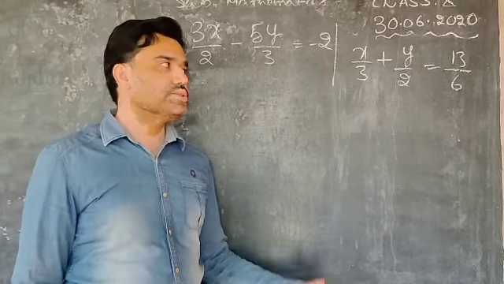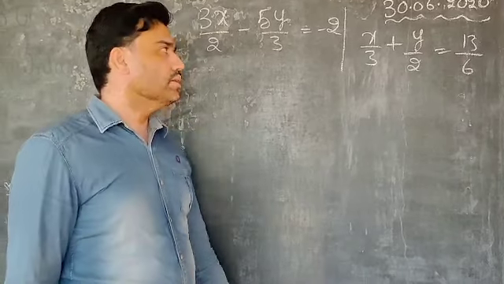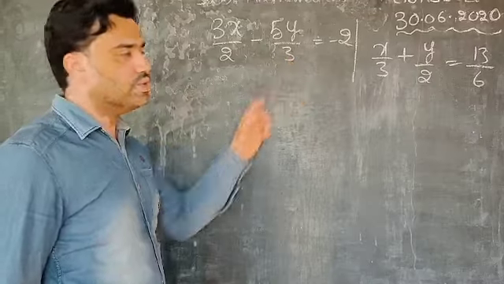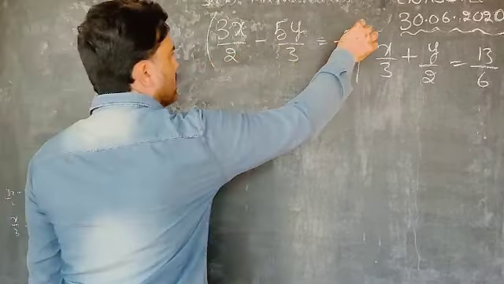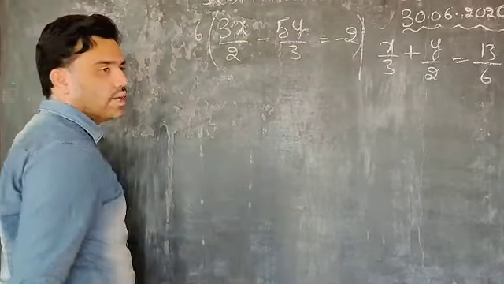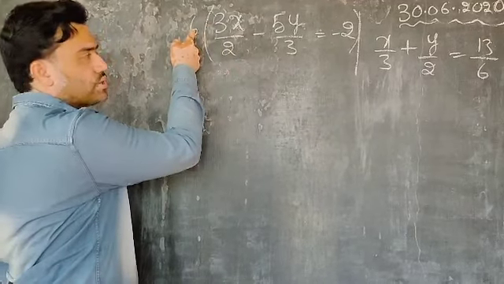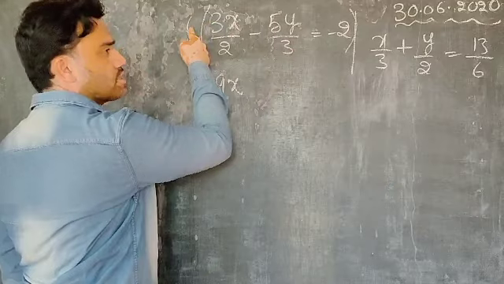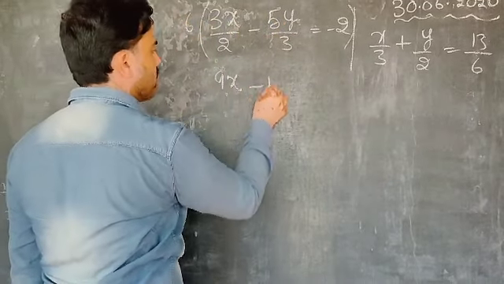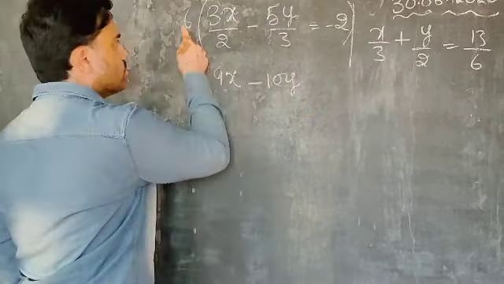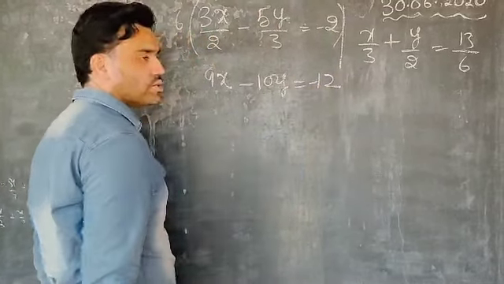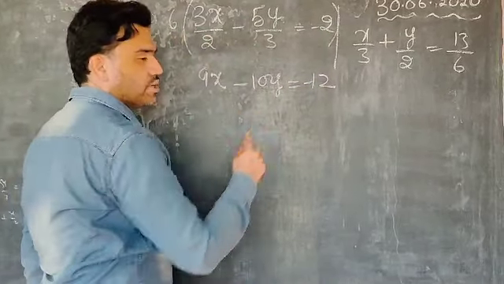Okay children, let us see the last problem in that main. The LCM of 2 and 3 in this problem is 6. So therefore the whole equation is multiplied by 6. Okay, so now 2 3s are 6. 3 into 3, 9x. Next, 3 2s are 6, therefore 2 into minus 5, minus 10y. So 6 into minus 2, that is minus 12. So hope you understood. 9x minus 10y is equal to minus 12.